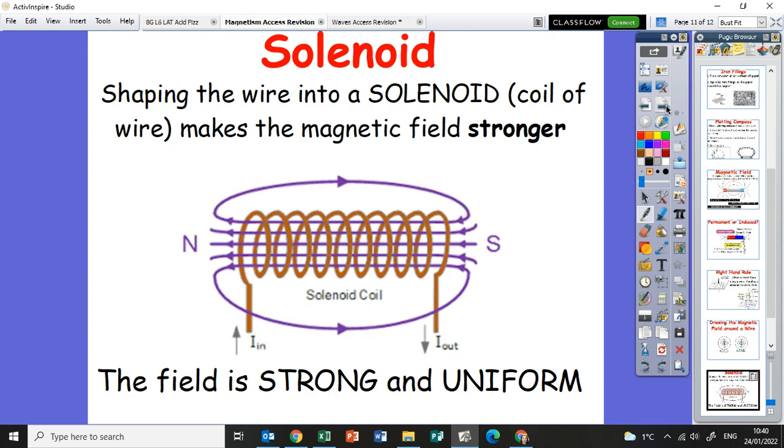A solenoid is a coil of wire to make the magnetic field stronger. The important thing about a solenoid is the field is strong and uniform, but you will also notice it's the same shape as the magnetic field of a bar magnet shown a minute ago.